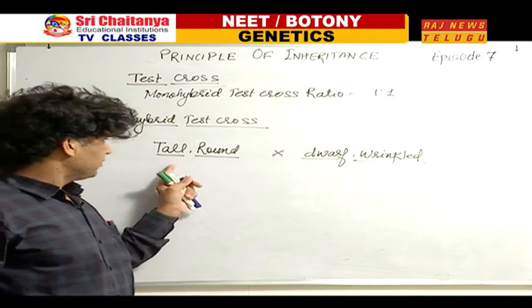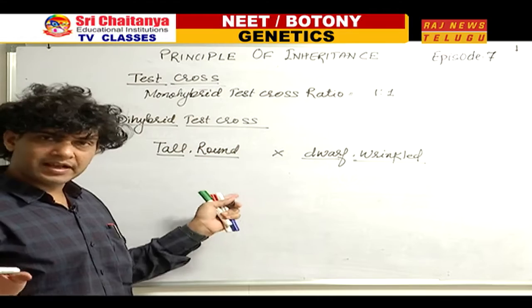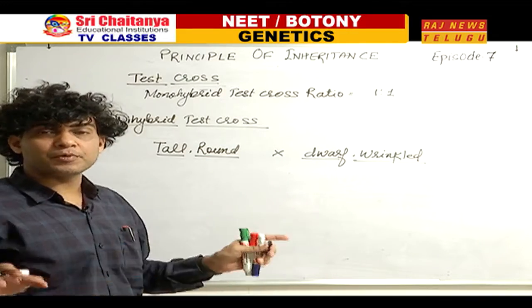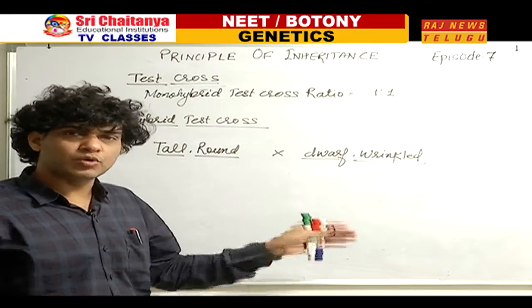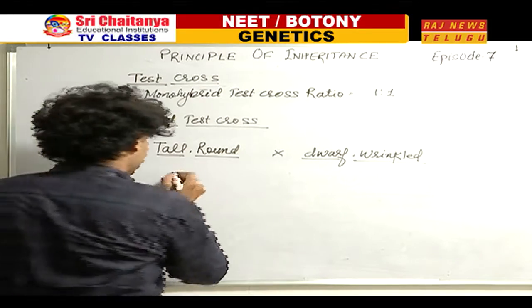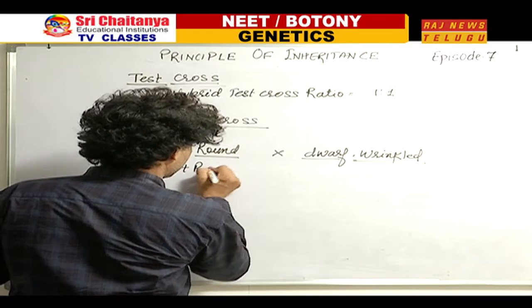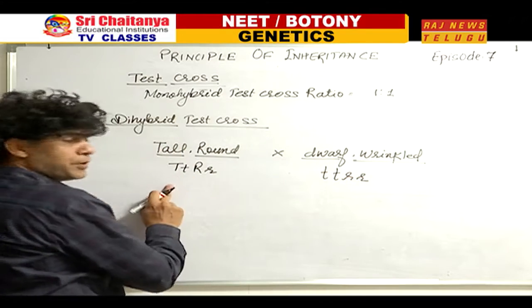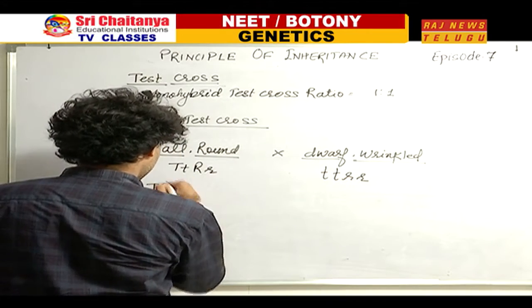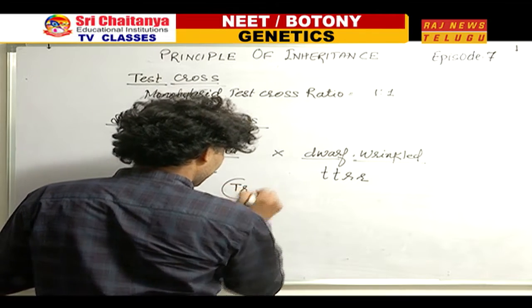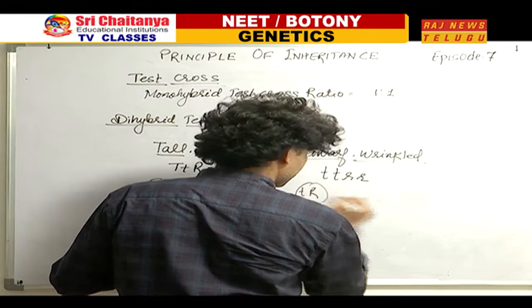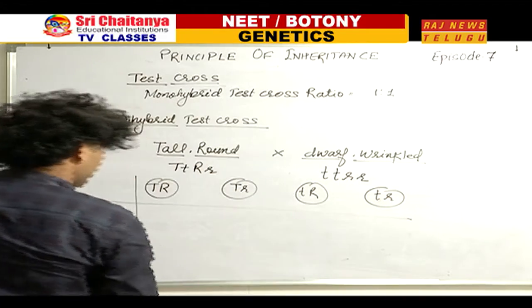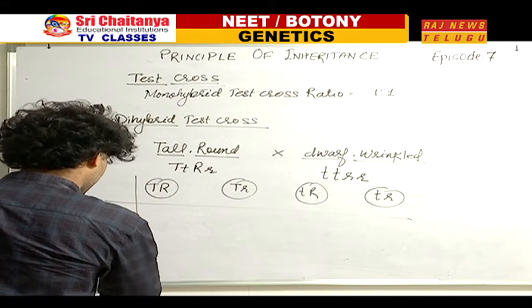If this tall and round plant is a homozygous dominant, then you are all aware that after this cross the entire progeny would be tall with round seeds, meaning no ratio. But if it is heterozygous, capital T, small t, capital R, small r, crossed with small t, small t, small r, small r, then it will produce four types of gametes: capital T capital R, capital T small r, small t capital R, and small t small r. And the homozygous recessive will produce only one type of gamete, small t small r.